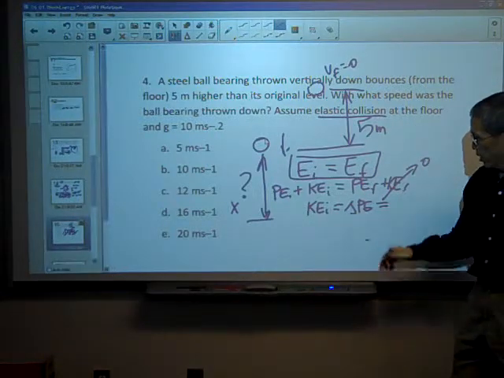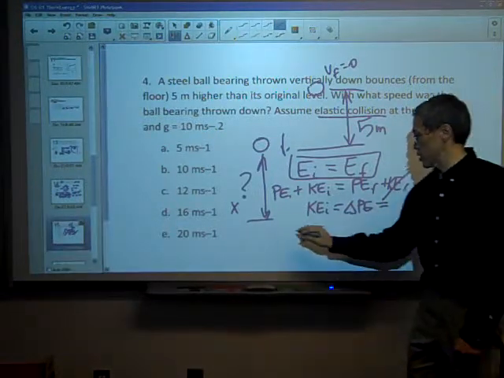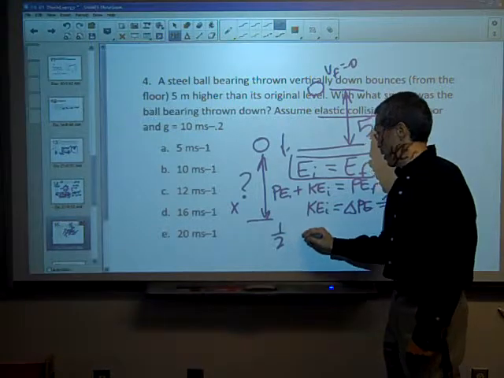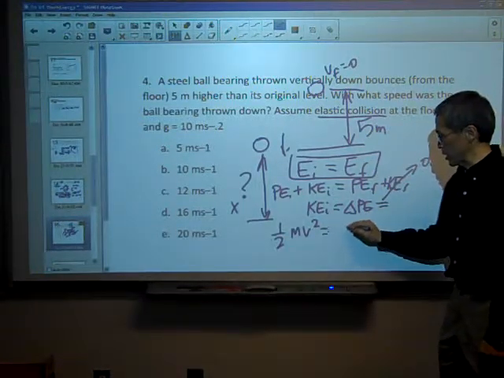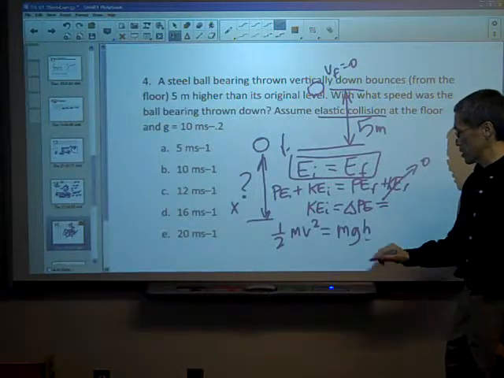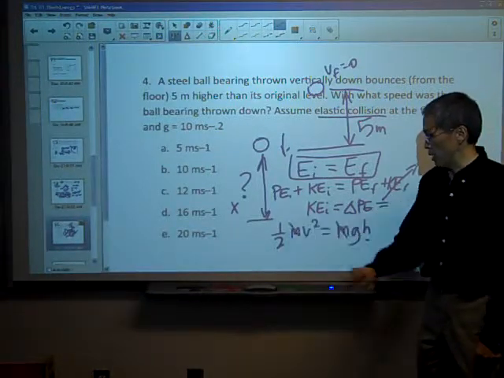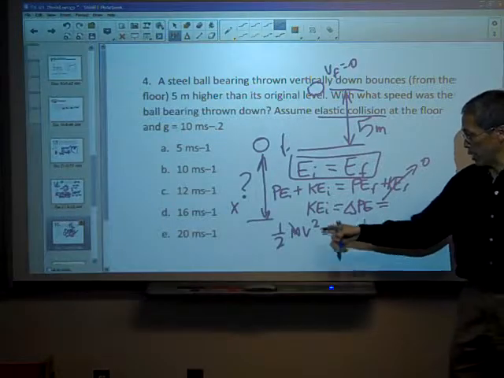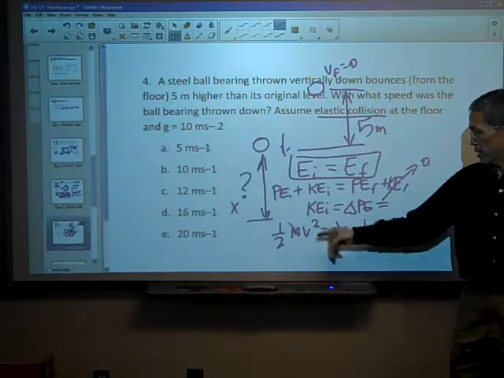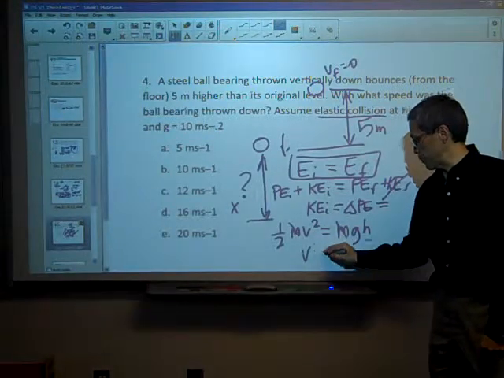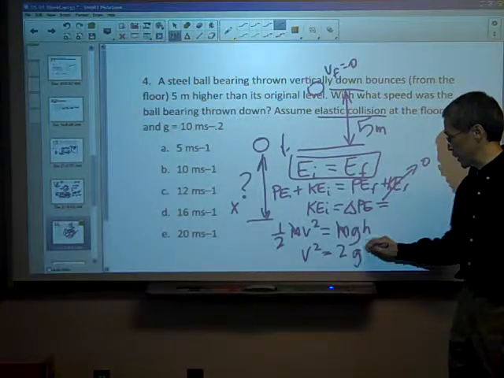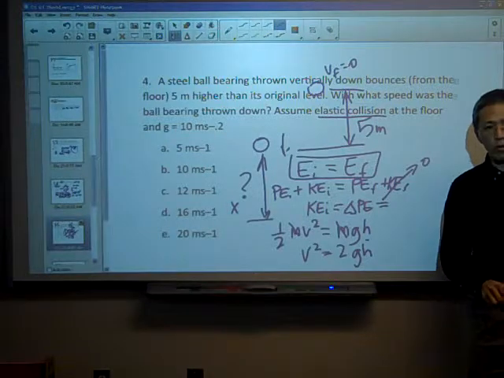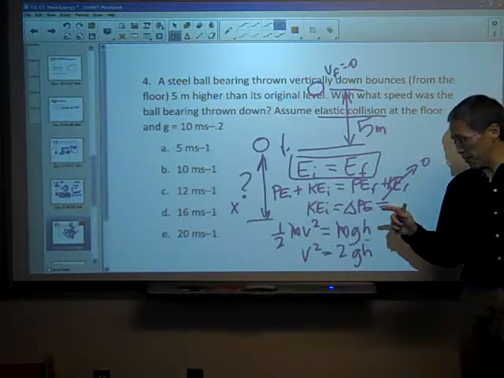Okay, so let's do this again. 1/2 mv squared is the change of potential energy, which in this case is just mgh. Turns out that the masses don't matter. We divide those guys out. So we can just rearrange this to be v squared is 2 times g times h. And you've probably seen that equation before from kinematics.